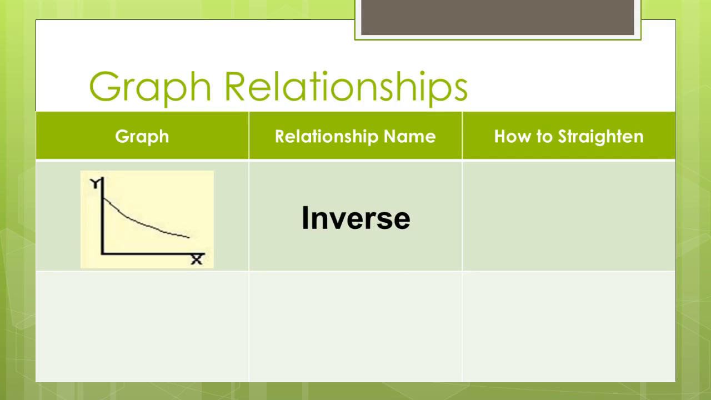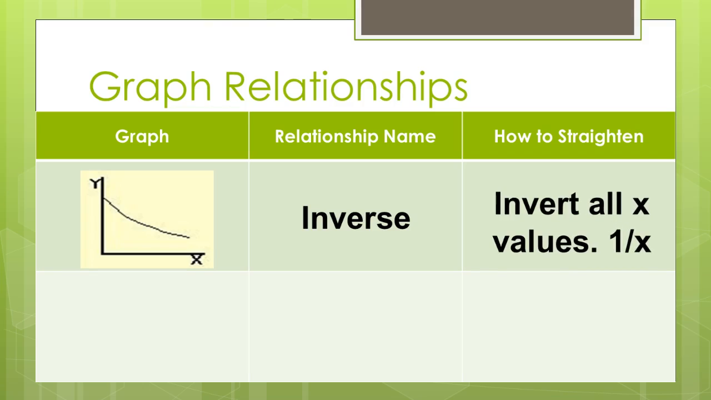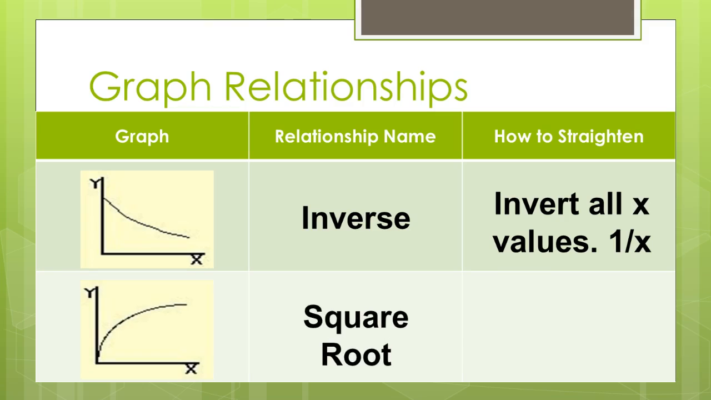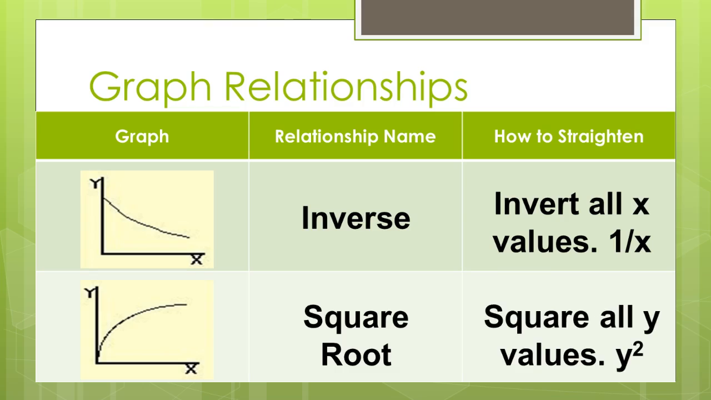This graph we call the inverse relationship. In order to straighten it, you're going to take all of your x values and invert them, or 1 over x. Here we call a square root relationship. In order to straighten it, we're going to square all of the y values, or y squared.